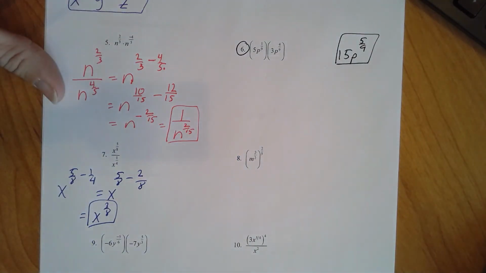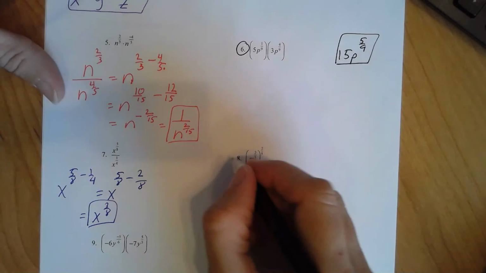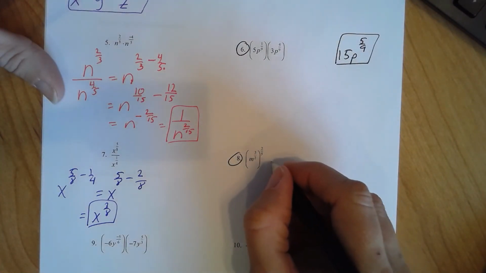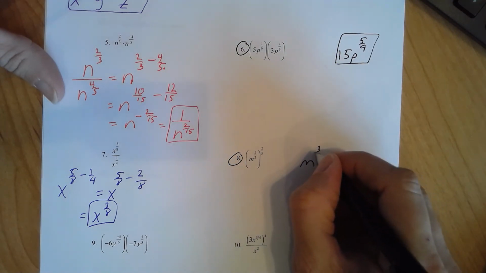On number 8, again, I'm going to circle. Power to power rule just means you need to multiply and then reduce if possible. And you should end up with m to the 3/5.